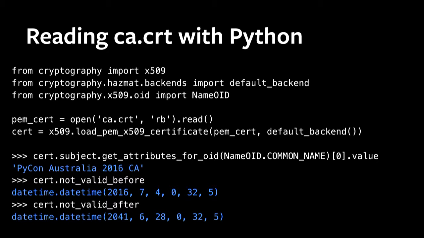So I have all the imports. I load the file, and then I have this x509.load_pem_x509_certificate. And I use the default backend, that's openssl. And then I have an object, that's a certificate. And then that object has a lot of attributes, a lot of methods.